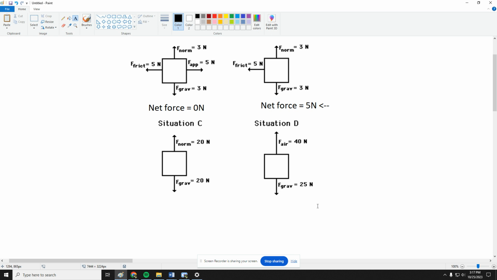If I go to situation C, you can see right away the 220s are going to cancel out. You're going to end up with a net force of 0. So I can just re-put that down here. There's no direction to it. It's not moving in any way.